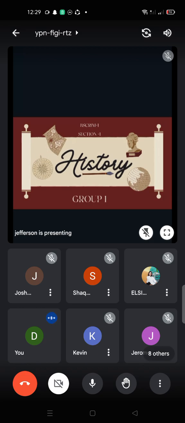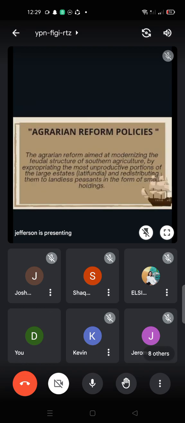Today we'll be reporting on the Agrarian Reform Policies and the Philippine Constitution. Agrarian Reform Policies. The Agrarian Reform aimed at modernizing the feudal structure of the southern agriculture by expropriating the most unproductive portions of the large estates, latifundia, and redistributing them to landless peasants in the form of small holdings.